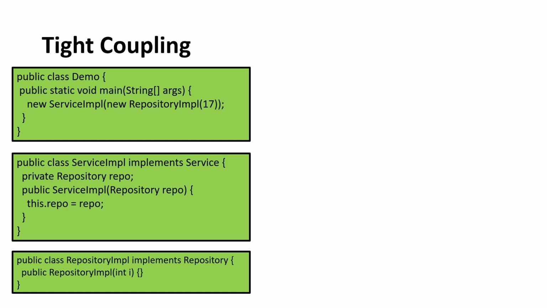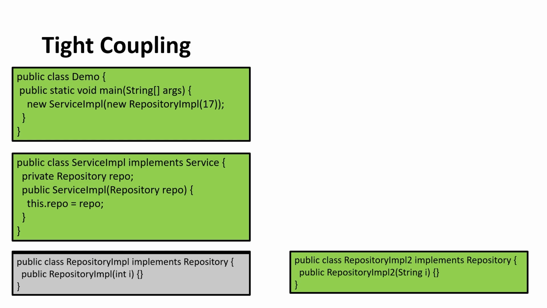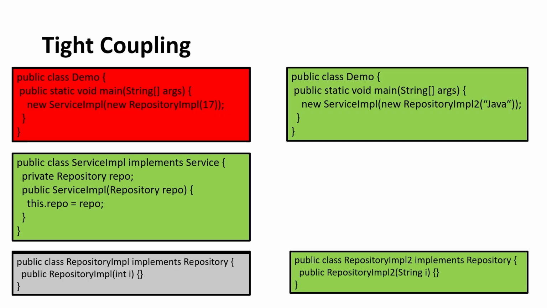Now the issue which I told you here was of tight coupling, because you were making the object of one class inside another class. The issue was that if I move from repository IMPL to repository IMPL2, which is accepting a string, although I don't need to make any change in the service IMPL, because this is also a trick we followed here, that we are directly providing the object of repository IMPL in demo, still the problem is that we need to make some changes in the demo.